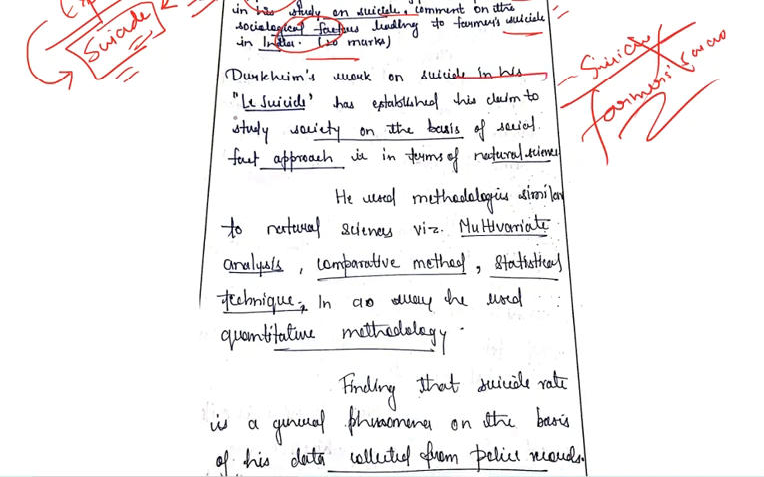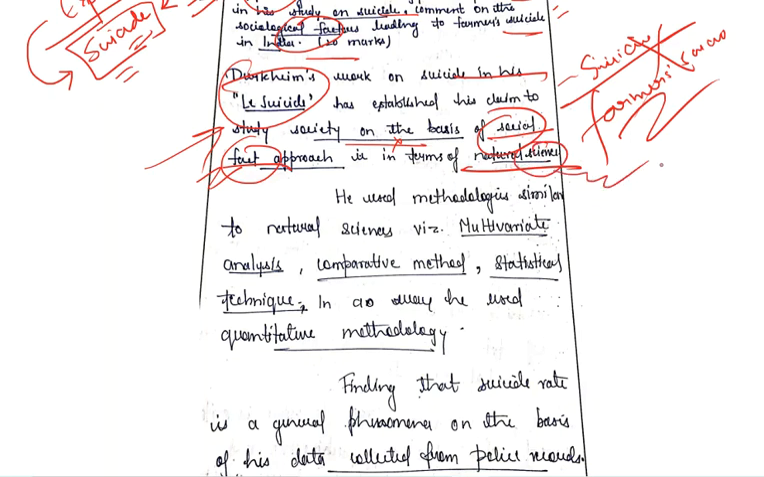Durkheim's work on suicide in this work has established his claim to study society on the basis of social fact approach in terms of natural science. Very good approach. In the introduction part you have mentioned Durkheim's work and the core sociological concept, which is social fact. So no need to underline "society on the basis". This underline can be removed and you can underline only the social fact. Also natural science need not be mentioned here. Forget about underlining, because the question is not even remotely indicating towards natural science.